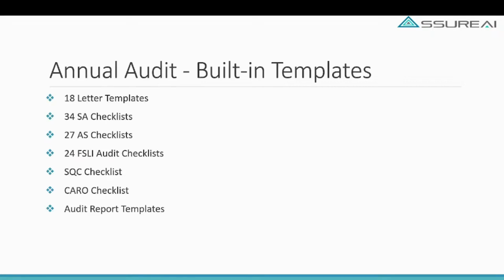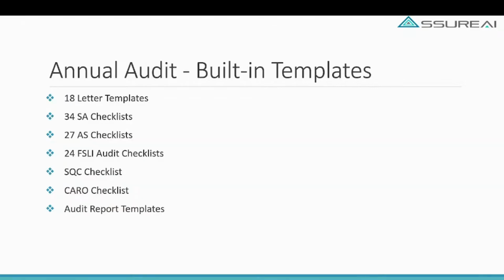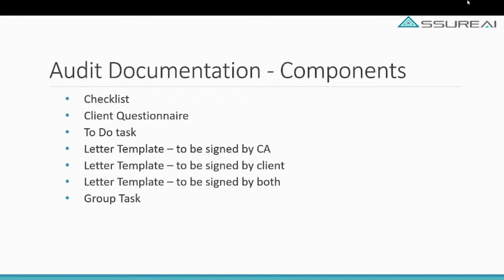There are 18 letter templates, 34 SA checklists, 27 AS checklists, FSLA checklist, SQC checklist, CARO checklist, and audit reports. All these things are inbuilt. The users will be able to perform tasks one by one and then submit for review. Once it is submitted for review, it will go for approval. And once it is approved, it will be marked as complete and a work paper will get generated. Now I'll show for one sample checklist procedure how we can create a checklist.